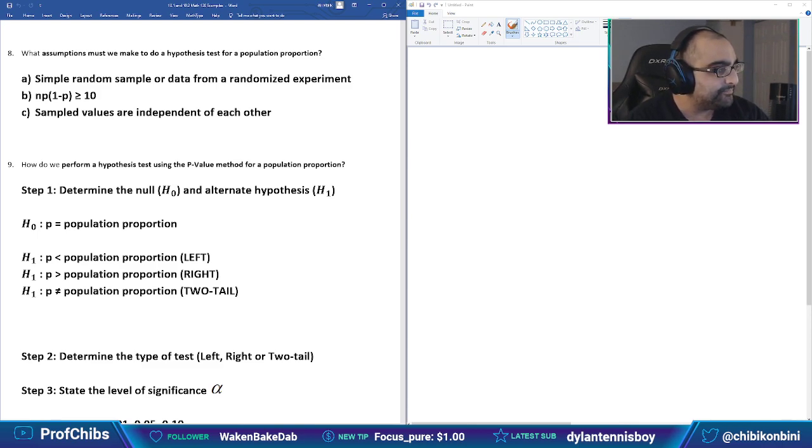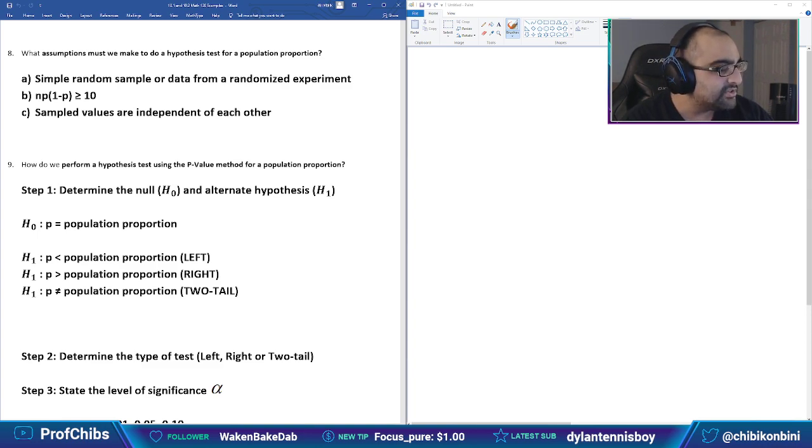Okay, so let's talk about what we're going to be doing here today. We're going to discuss how we perform a hypothesis test using the p-value method for a population proportion. We're going to look at a couple of examples, and first and foremost, we're going to go over the first 3 steps, which are the same 3 steps that we discussed last time.